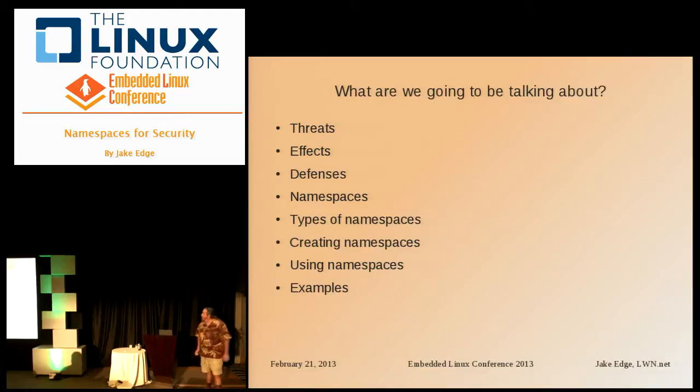So what are we gonna talk about today? First off, we're gonna start talking about threats, the kinds of threats that we want to protect against, talk about the kinds of effects that those threats basically can cause, the defenses that are typically used to thwart or reduce the effectiveness of those attacks. And then get into namespaces and what types of namespaces there are, how they're created, a little bit about how they're used, some examples. That's kind of an overview of where we're going today.